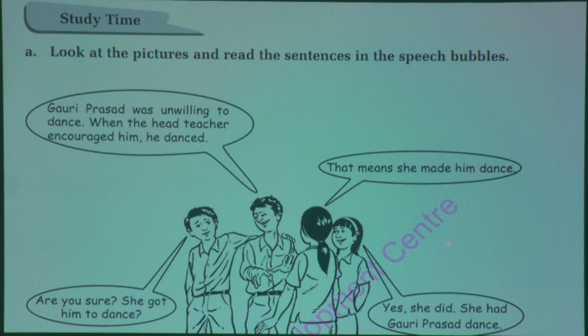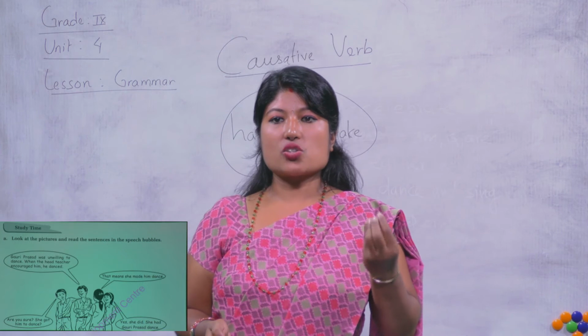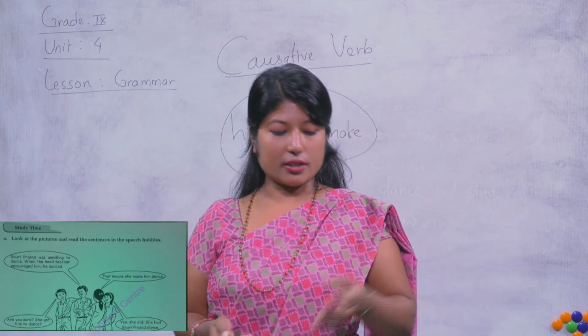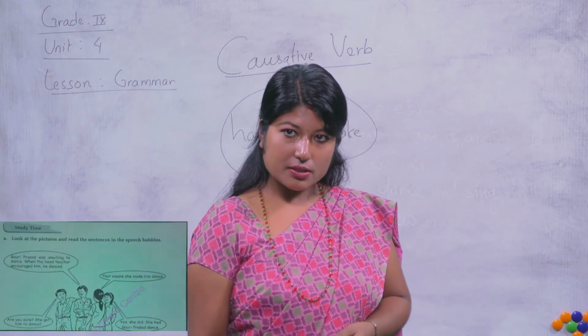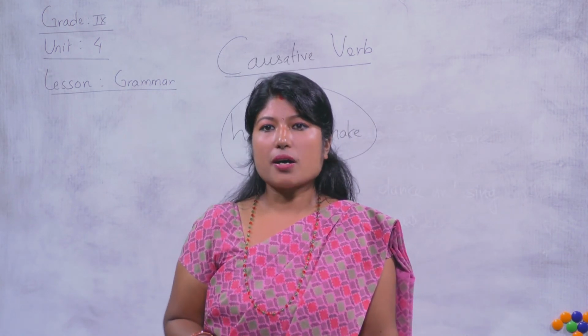Finally, yes, she did. She had Gauri Prasad dance. She had Gauri Prasad dance. When there is an agent, it is had, agent, base form only. So this is what you are supposed to do. You are supposed to analyze structures as well. Okay, some more part of the conversation is left.